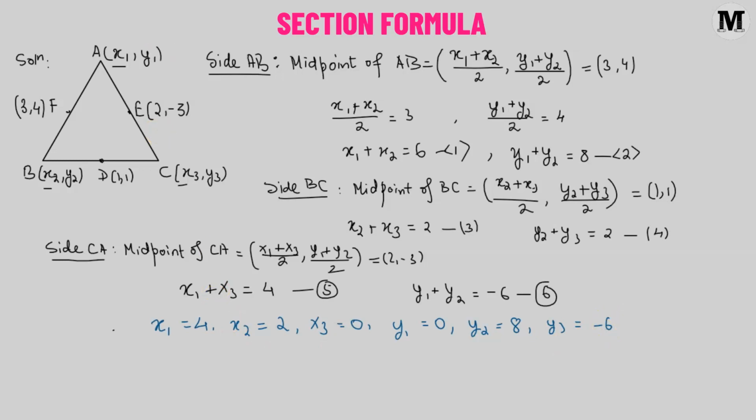So that means we can now specify the vertices of the triangle. We have A with coordinates x1, y1. So that will be 4, 0. B is going to have the coordinates 2, 8 and C is going to have the coordinates 0, -6. So these are going to be the coordinates of our triangle which we have chosen as ABC, and for this particular triangle we are provided with the coordinates of the midpoints of their corresponding sides.